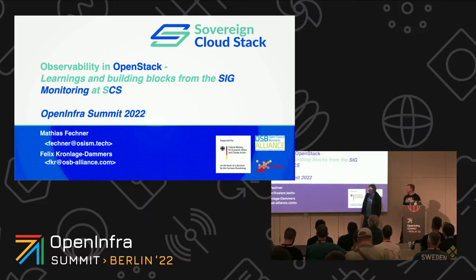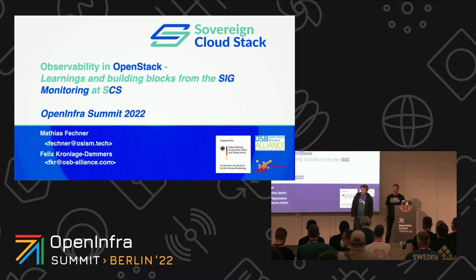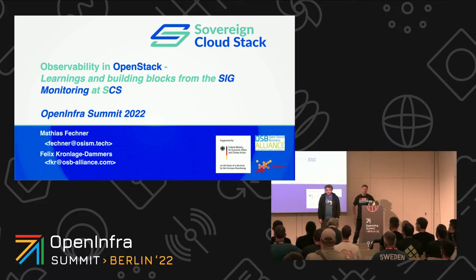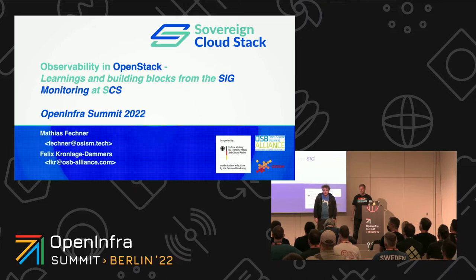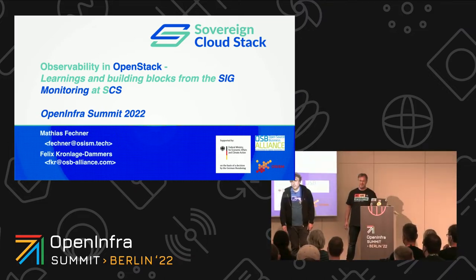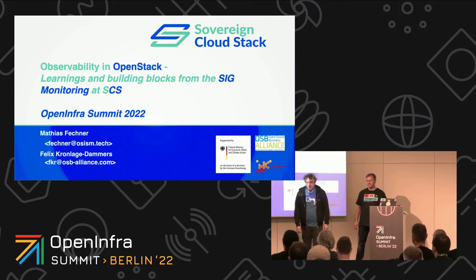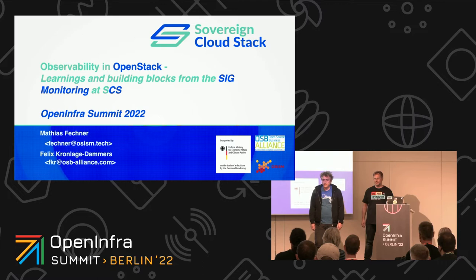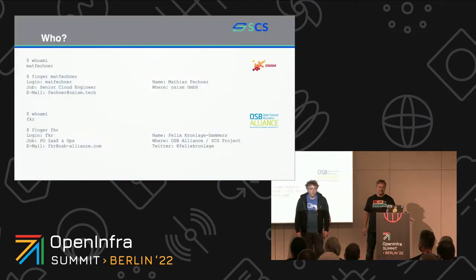So Matthias and I are going to talk about observability in OpenStack and present the learnings and building blocks from the Special Interest Group Monitoring at the SCS project. The Special Interest Group Monitoring is a group of people from various CSPs that meet once per week, where we exchange ideas on how monitoring and observability should be done. So who are we?